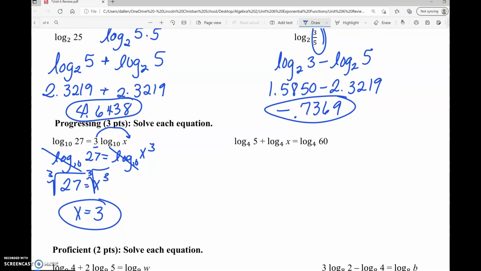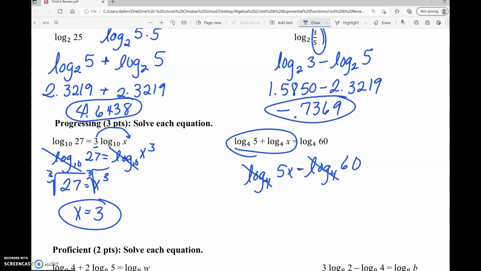Do one more. Again, I can't cancel these logs out because I only can do that if there's one log on each side and just the log and not numbers outside. So this is a problem on this side, this part. So I have to rewrite that as one log, and addition is multiplication. So I can rewrite it as log base 4 of 5x equals log base 4 of 60. Then I can cancel them out because nothing is outside the logs, only the logs on each side. So 5x equals 60, and x equals 12 when I divide both sides by 5.